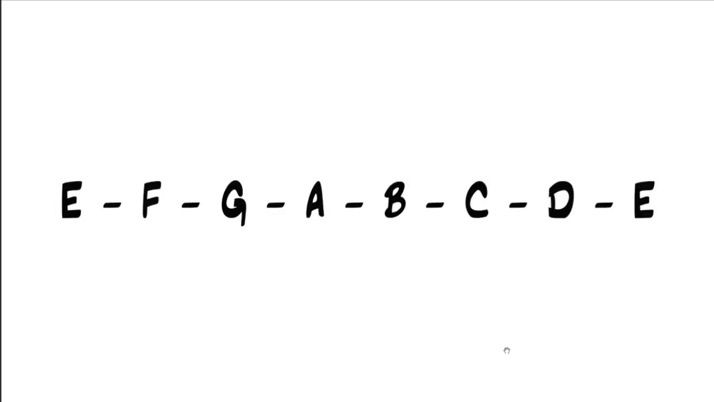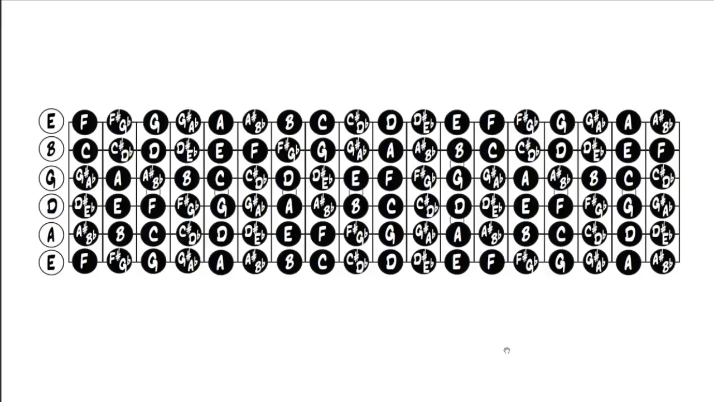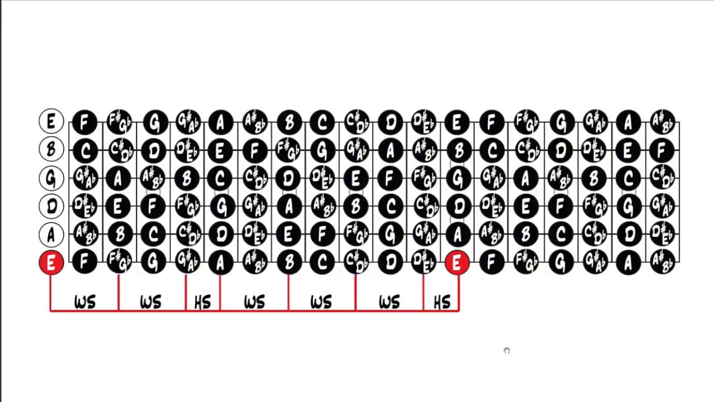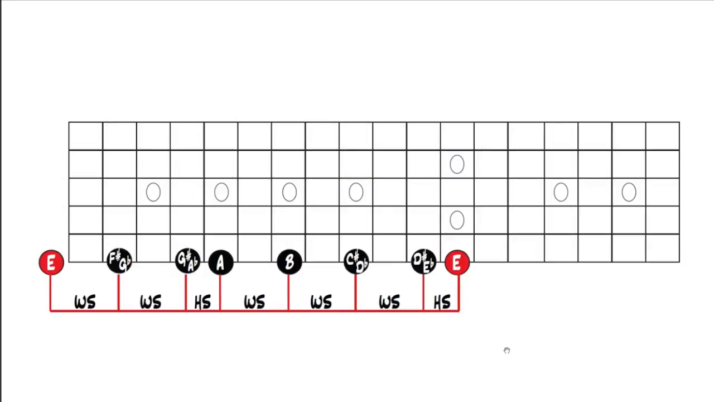Or if I was to do it with the E major scale like we looked at earlier, we know these are the letter names because it just follows the musical alphabet. We can use a diagram with all the notes written out and do the same formula. Whole step, half step, whole step, whole step, whole step, half step. We end up with these notes.